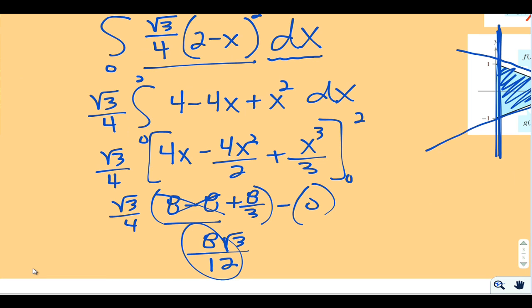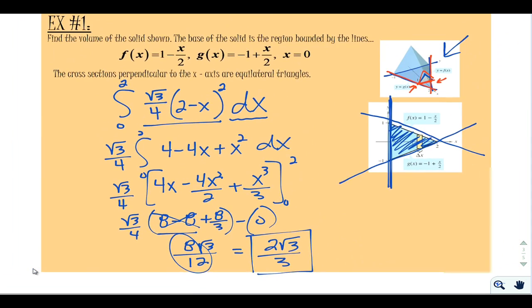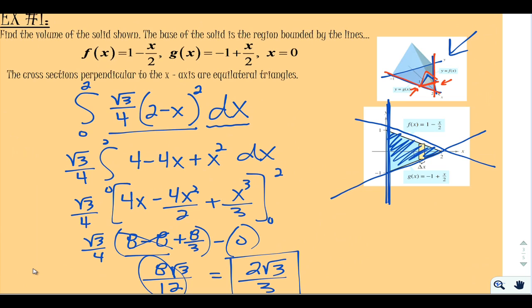Outside numbers can reduce with other outside numbers. What number goes into 8 and 12? Doesn't 4 go into both of those? So I can reduce them by 4. 4 goes into here 2, 4 goes into here 3. So I end up getting that the volume of this little shape that has equilateral triangle cross sections is 2 radical 3 over 3. If you were to put that in your calculator, you would get 1.155. Okay?